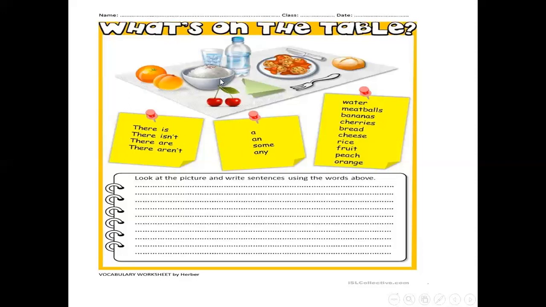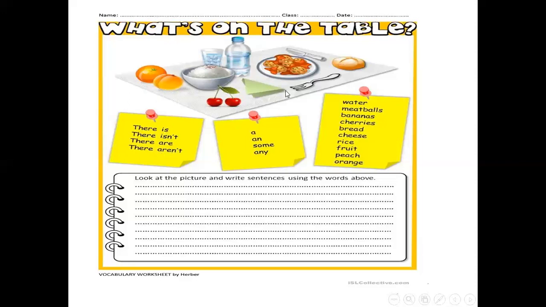Excellent. Who can tell me another example? We have water. So water here, it's what? It's an uncountable noun. So I use there is or there isn't. I use there is here because water is an uncountable noun. So I'll say there is some water. Do you see tea, for example, here or sugar? No. So I use there isn't any sugar. There isn't any tea.